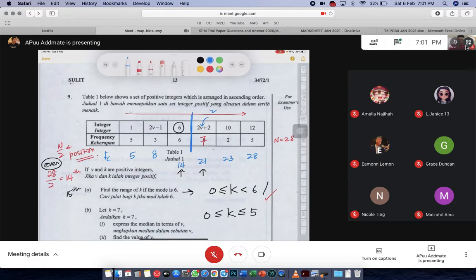2 times 2 is 4, right? 4 plus 2 is 6 kan? So sama dengan yang ni, tak boleh lah. Nombor tu mesti berlainan kan? Then the number must be different, right? So 2 tak boleh. Then think, boleh 3 kah?